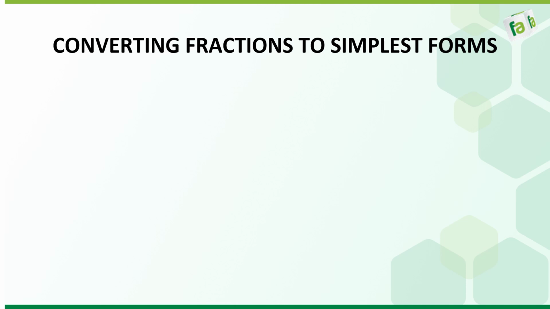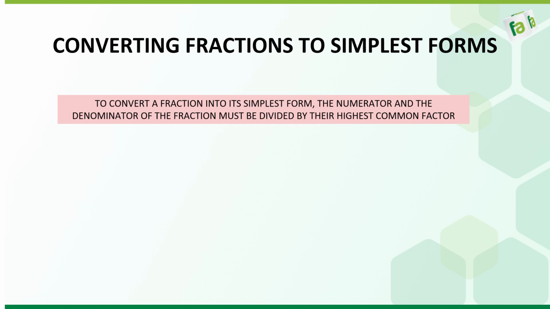Let's convert fractions to simplest forms. To convert a fraction into its simplest form, the numerator and the denominator of the fraction must be divided by their highest common factor. For instance, convert 12 by 18 and 21 by 49 to their simplest form.